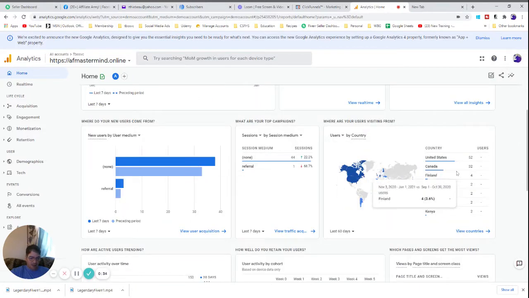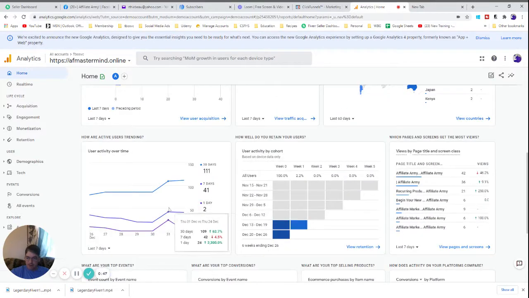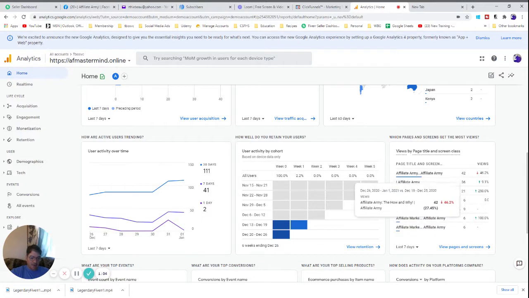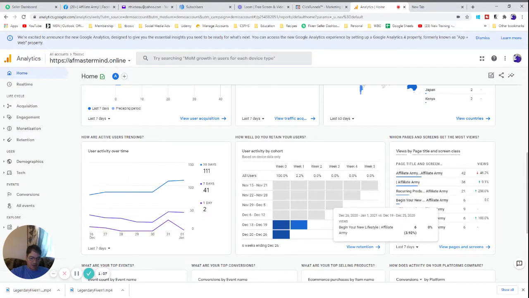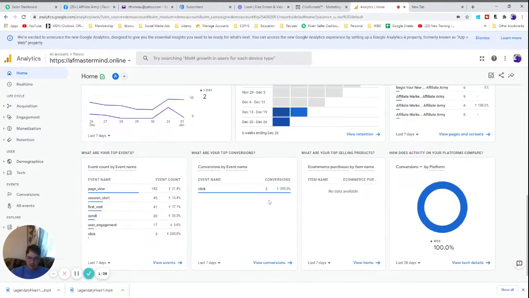Looking at the different places, I get Kenya. That's probably Anne. She lives in Kenya. United States, Canada, all those make sense. Looking at the user activity, on the 31st there were 42 yesterday. I am kind of shocked that there are people actually showing up, and most of them are coming to the correct pages, looking at the good pages.